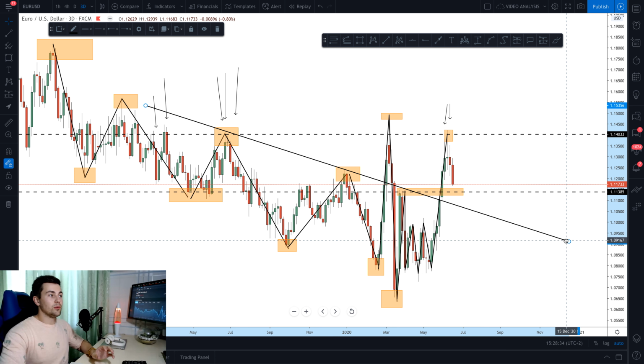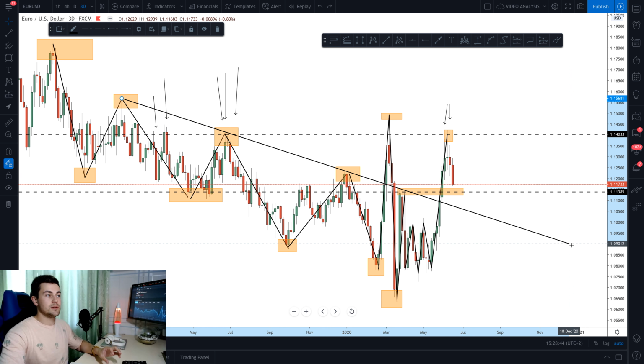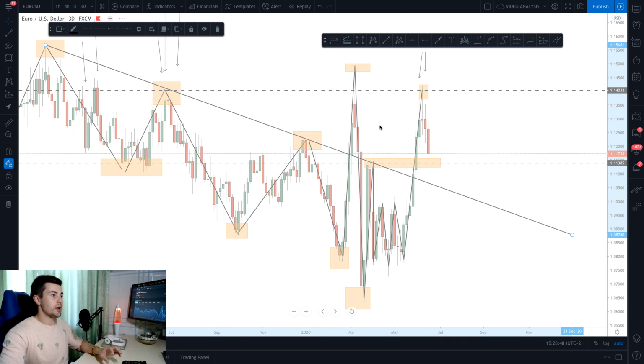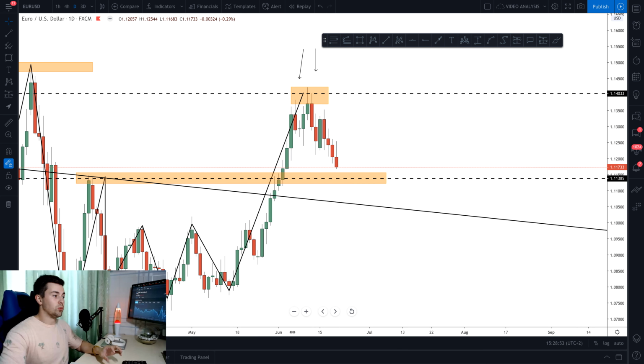And why is this trend line important? Because it has already proved its significance by 4 touches. 4 strong bearish movements started from that trend line. So we assume that in future, when the market reaches that, it will be a very strong support.